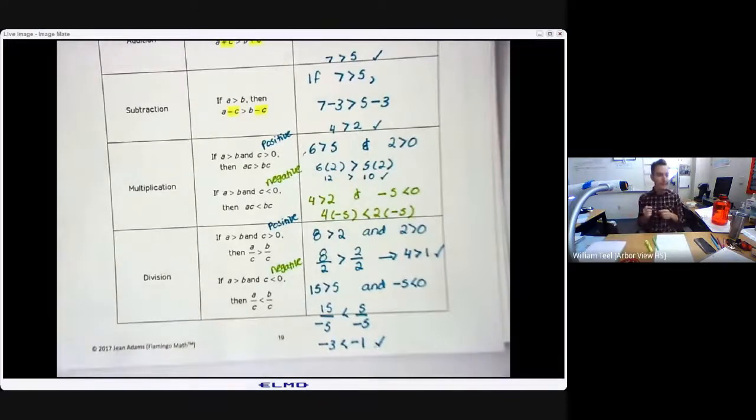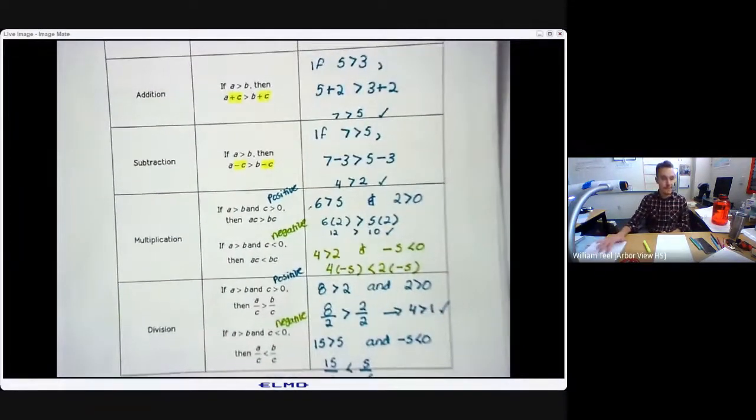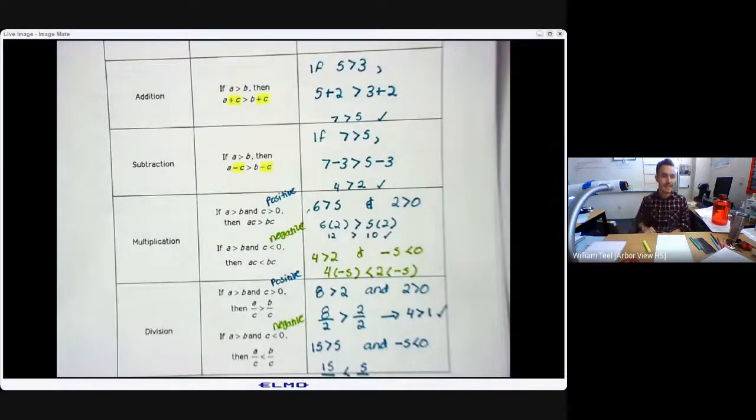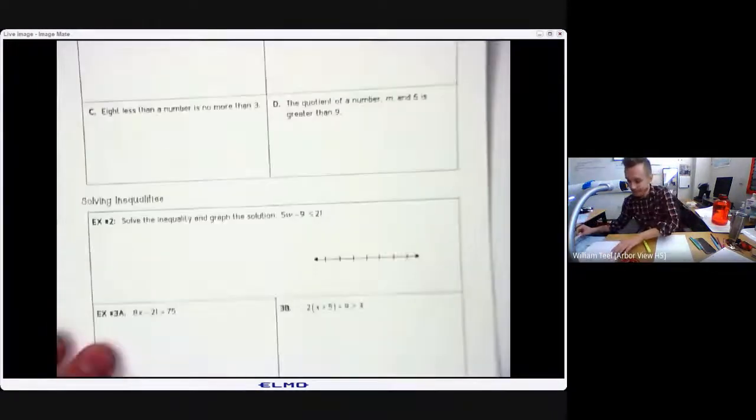Okay, so just a couple properties to keep in mind about inequalities. There are things that we can do to inequalities, all right? And these are the properties that kind of explain the rules behind the signs and the direction that the inequality faces. Okay, so let's go ahead and move on to the next page.